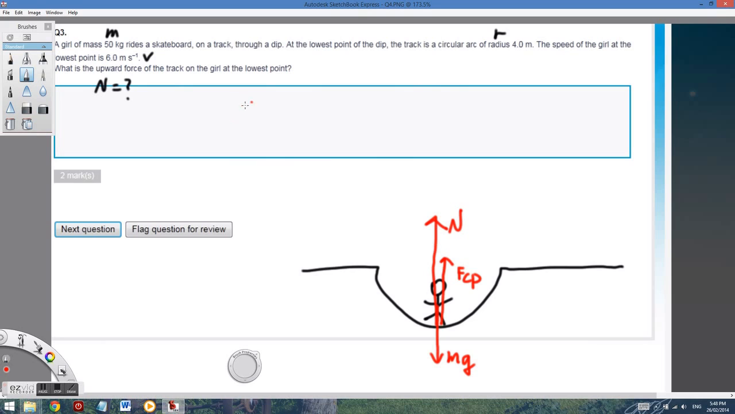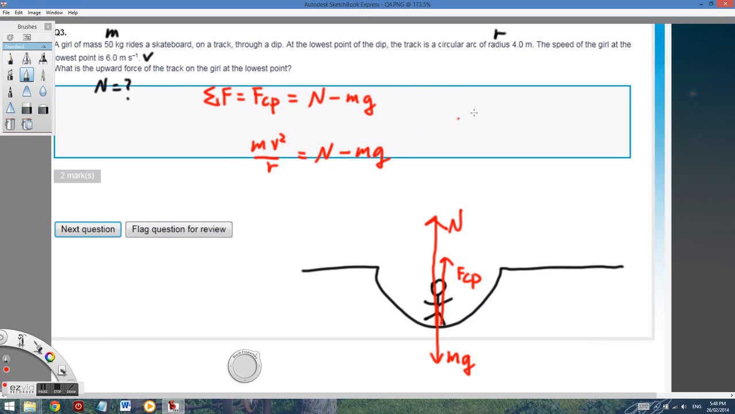So let's write down an equation. My sum of all the forces, which is my net force, which is my centripetal force, is positive because it's acting upwards, equals the sum of all forces, normal force take away the weight force. Write this down, you have 1 mark. Then my centripetal force is mv squared divided by r equals normal force take away mg.